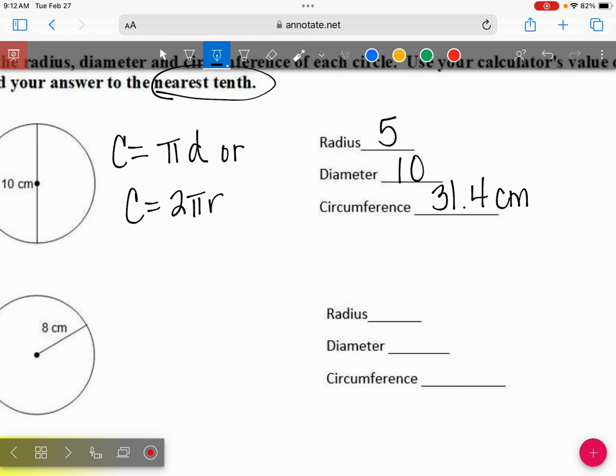All right, I want you to try to do number 2 by yourself. See if you can do number 2 by yourself. What did they give us in number 2? The diameter or the radius? Which one did they tell us? Just the radius. All right, so go ahead and try to do number 2 by yourself. They told you the radius is 8. All right, try to find the next 2 answers by yourself.